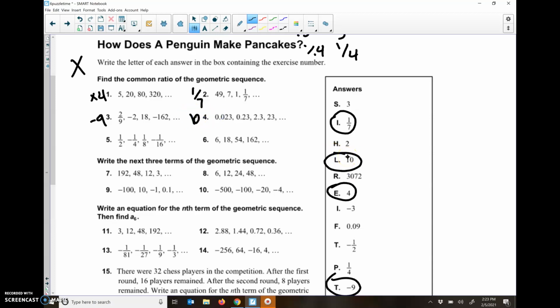And then again, another fraction one that might be a little tougher, so 1/2 to -1/4, so that should help because we know it's going to be a negative number, to positive 1/8 to -1/16. We're multiplying by -1/2, or letter T. And from 6 to 18 to 54 to 162, 6 times 3 is 18, so it's going to be letter S there. We're multiplying by 3.